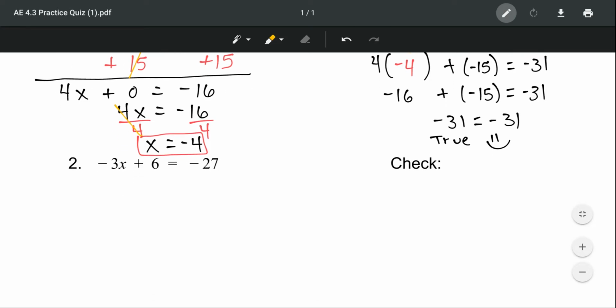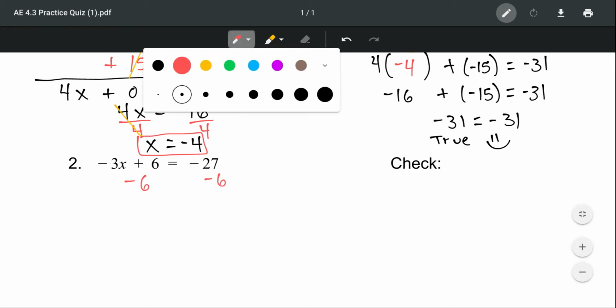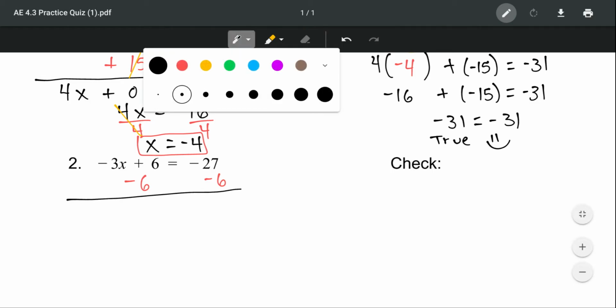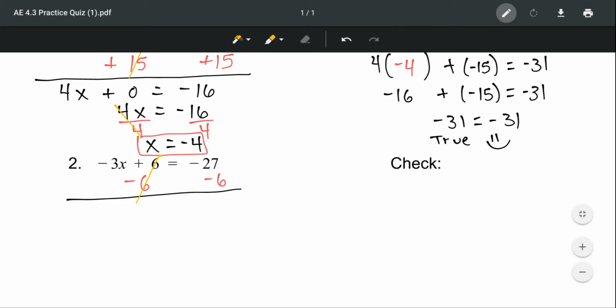Okay, number 2, you have negative 3x plus 6 equals negative 27. This is already an addition problem, so there's no need to change anything. So first you want to get rid of positive 6, so add negative 6 to both sides of the equation. So that means that 6 and negative 6 will cancel out. So you have negative 3x plus 0 equals negative 27 plus negative 6 would be negative 33.